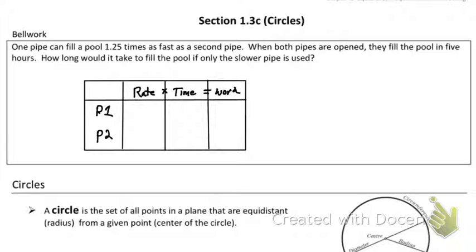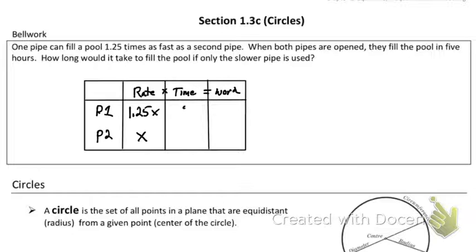So let's start with that first sentence. One pipe can fill a pool 1.25 times as fast as the second pipe. So this is a good chance to put an x down for our pipe 2. We'll put a 1.25x for the rate of pipe 1. That way pipe 1 is working 1.25 times as much as the other one. Now let's put down the information about how long it takes them to fill a pool. When both pipes are open, they fill a pool in 5 hours.